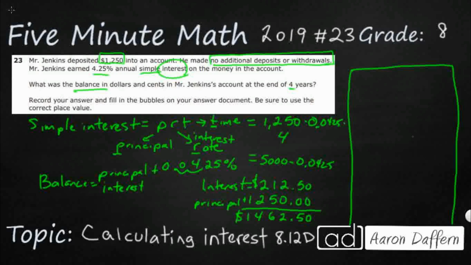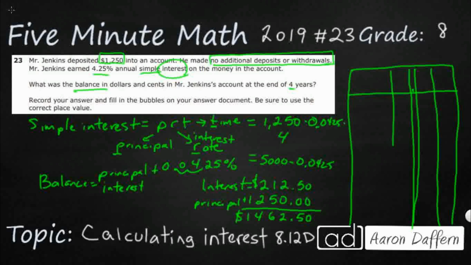All right, so if we're looking at our bubble chart that we have on our answer document, it's going to look like this. We have a really thin column there with no bubbles underneath it. That's the decimal point. We get 2 digits to the right. We're going to end up with 4 digits to the left. We will need every single digit. We're going to have to write in 1462.50, bubble in the correct numbers underneath, and you're good to go.